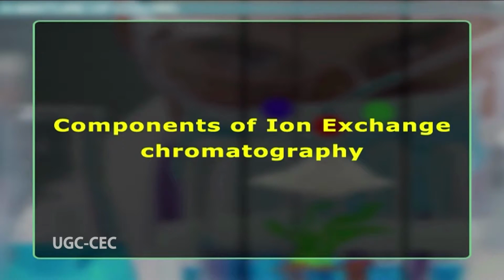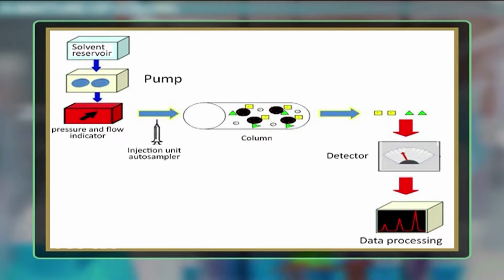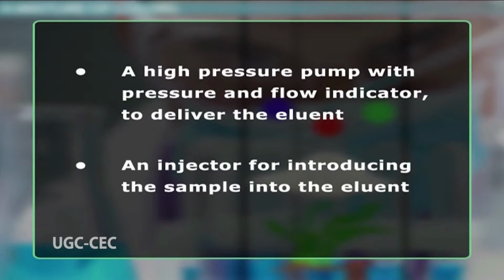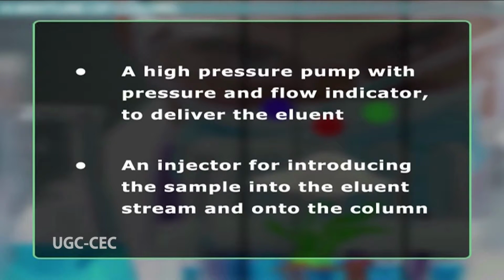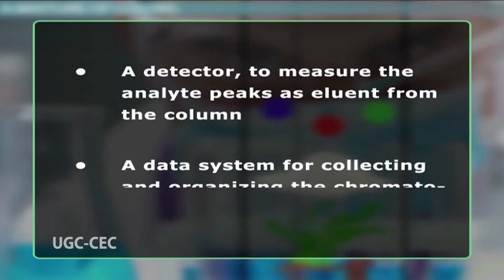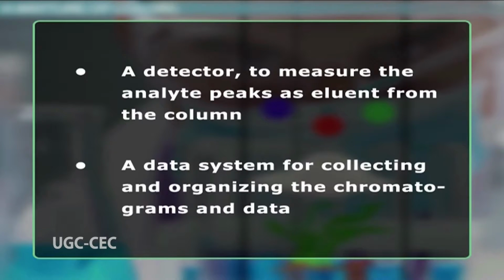Now, components of ion exchange chromatography. General components of an ion exchange chromatography system are: a high pressure pump with pressure and flow indicator to deliver the eluent, an injector for introducing the sample into the eluent stream and onto the column, a column to separate the sample mixture into the individual components, an oven (optional), a detector to measure the analyte peaks as they elute from the column, and a data system for collecting and organizing the chromatograms and data.